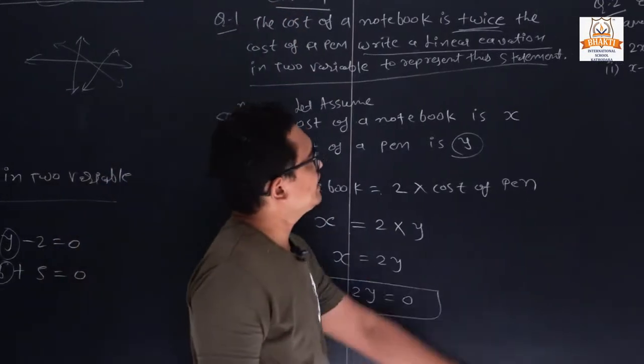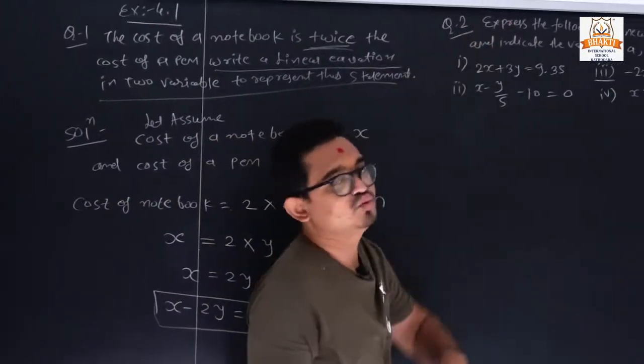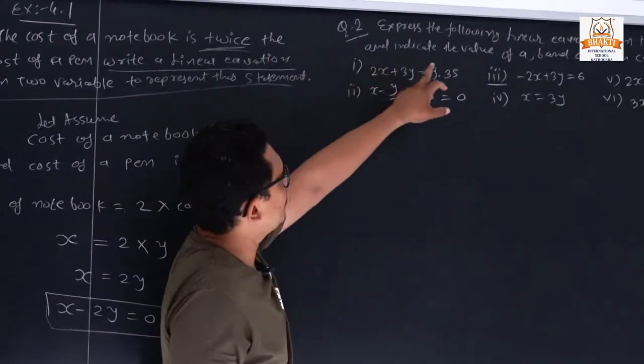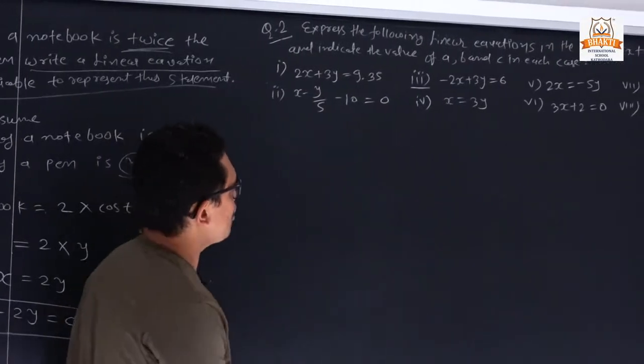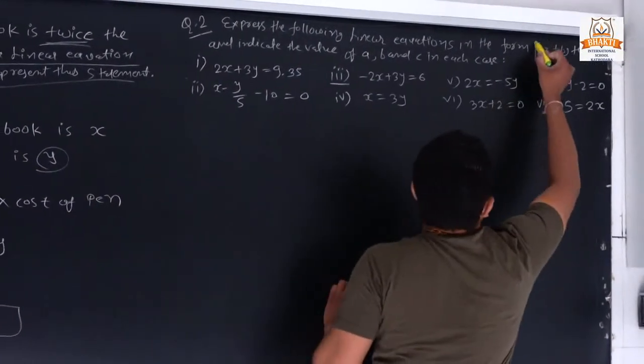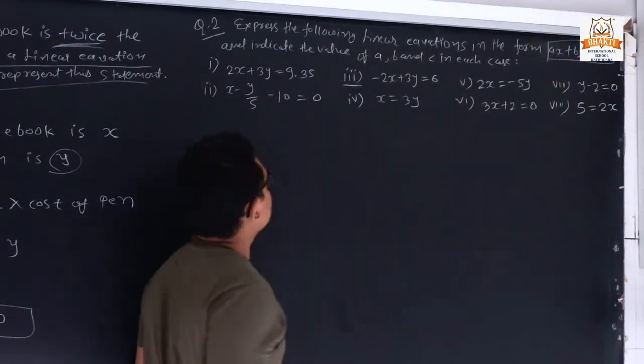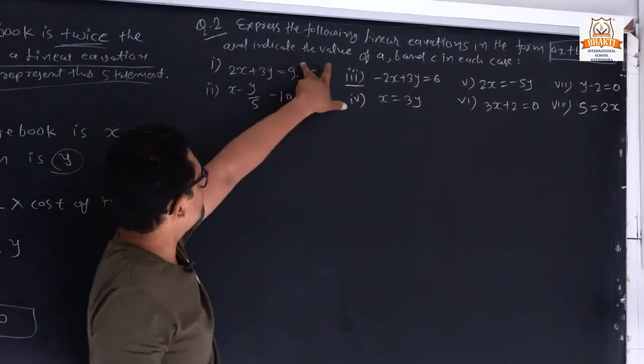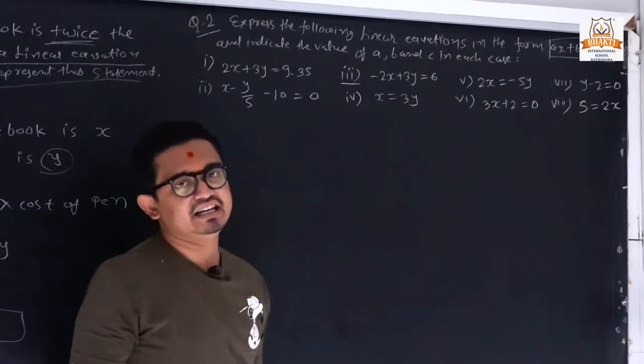Now we are going to our next, question number 2. Express the following linear equations in the standard form, and also indicate the values of a, b, c in each case.